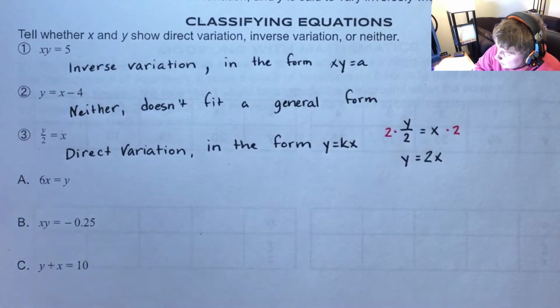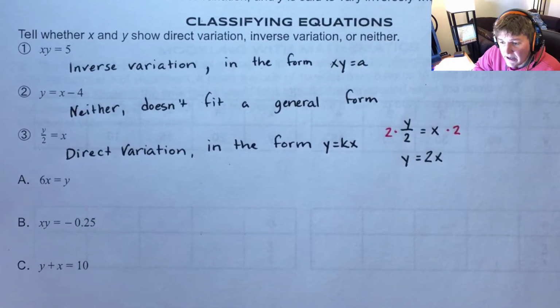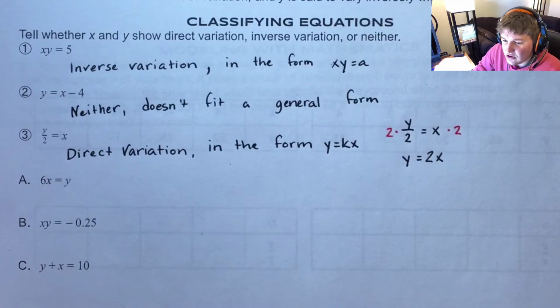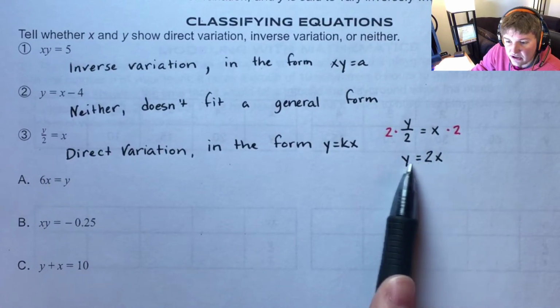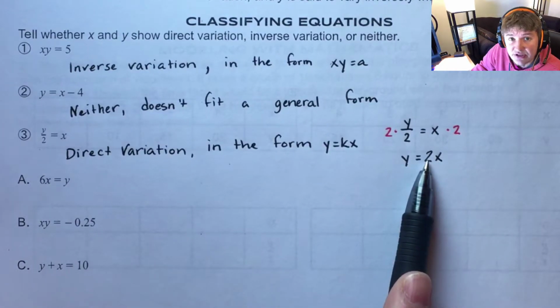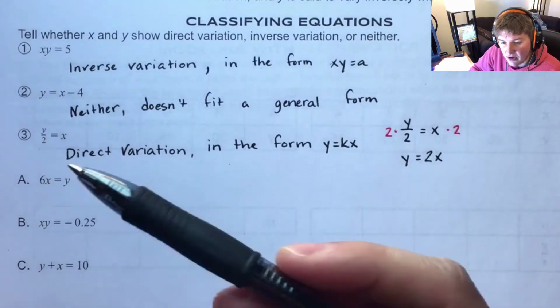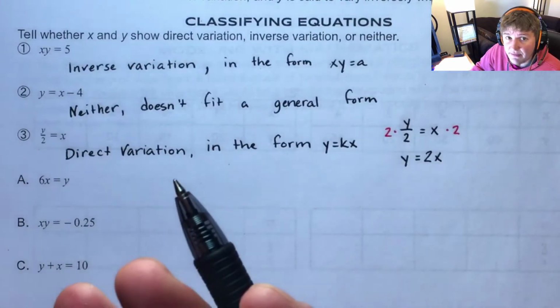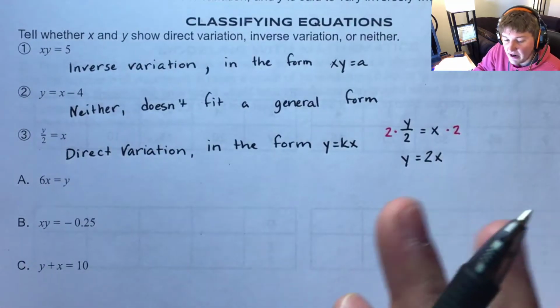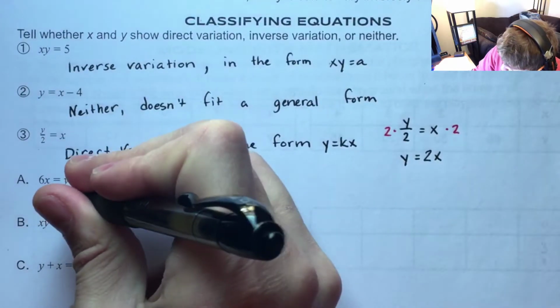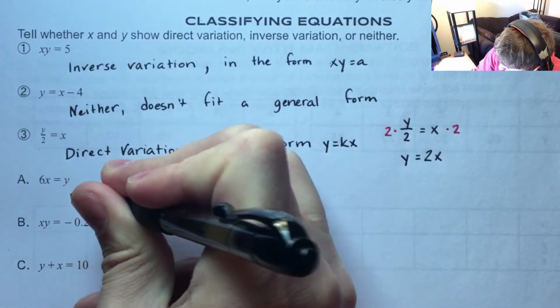Okay, 6x is equal to y. This one looks a lot like this here, but instead of 2, it's 6. But the x and the number are on the left side of the equal sign. Well, that doesn't matter. Equal signs can be flipped around. So this is going to be another example of a direct variation.